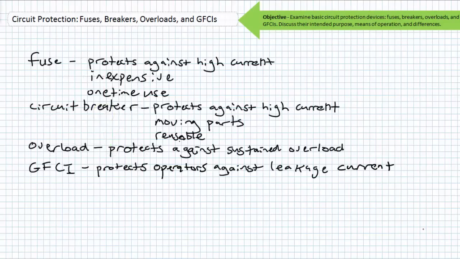Both fuses and circuit breakers open when current draws in excess of the rated value. The fuse is expendable and very reliable. A circuit breaker is reusable, yet because of the moving parts is more complicated. An overload device allows brief overloads but protects against sustained overloads. A GFCI detects imbalance between incoming and outgoing current and interrupts the circuit if it detects small amounts of leakage.